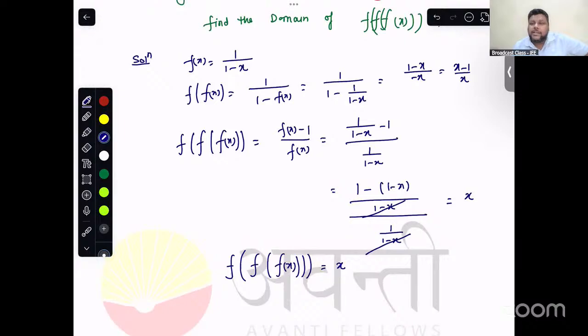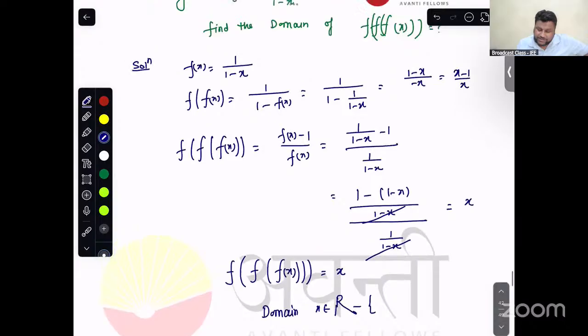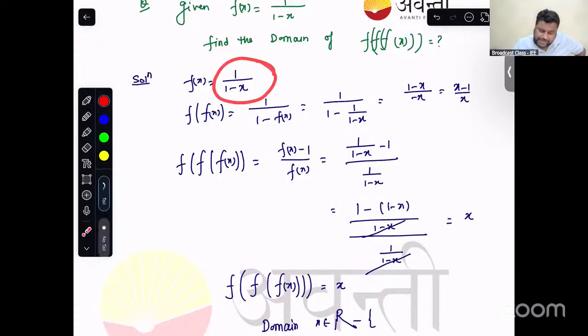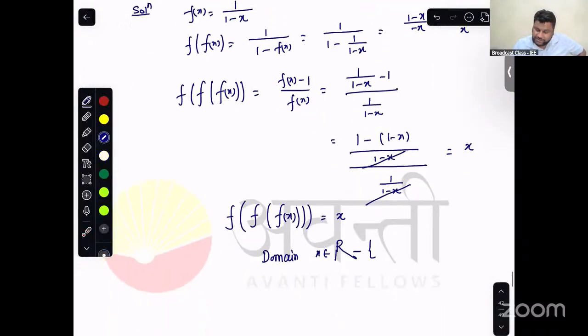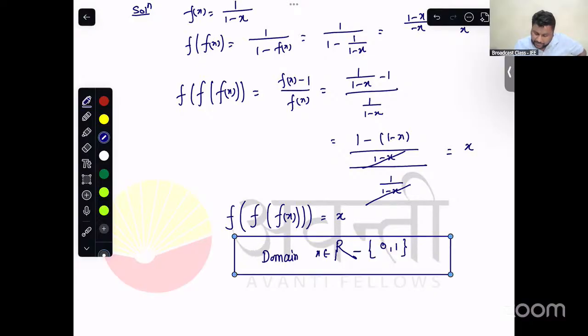Now the function is fine, but do you realize what all you have done to achieve this function? If I talk about the domain, R minus. Now see, to achieve this function, if I see here, x cannot be 1. Then if I see here, x cannot be 0. You realize that x cannot be 0 and 1. So this should be the domain. Am I clear?